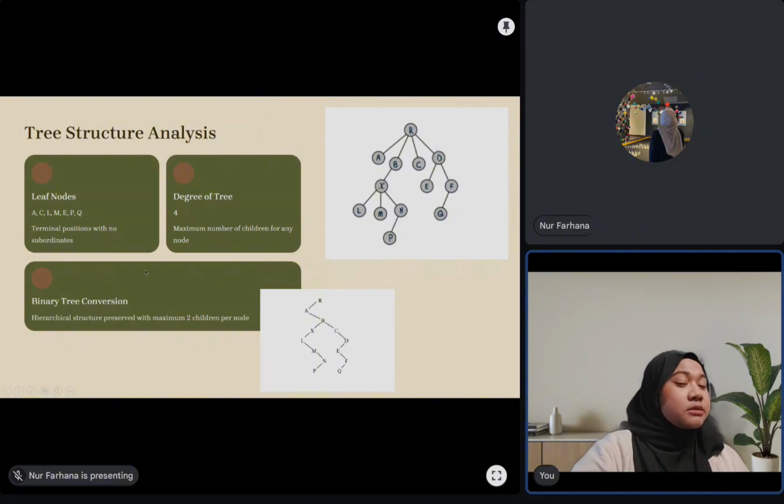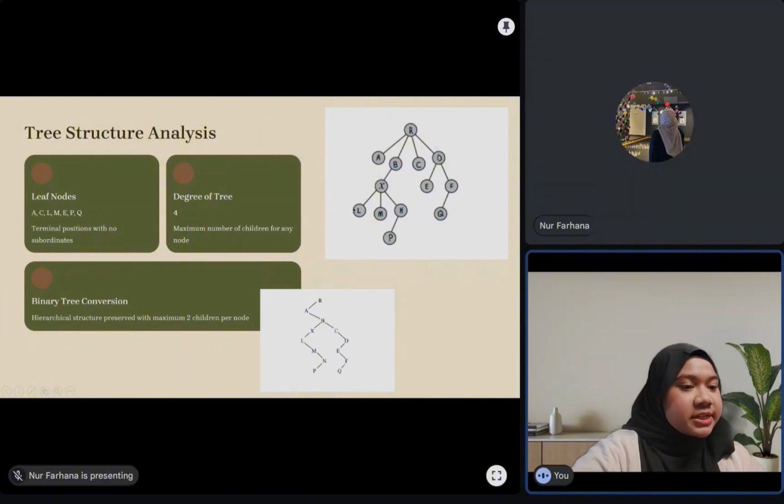So I will continue from Tisha, which is question 2, tree structure analysis. My question is E, the degree of the tree. For this tree structure, the maximum degree is 4. For example, R has 4 children: A, B, C, D. That means it is the degree of the tree.